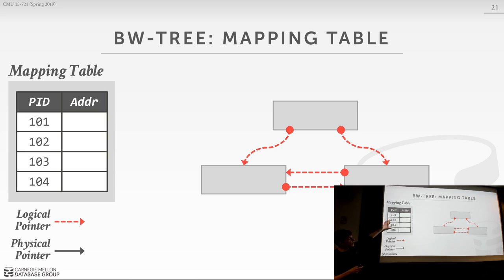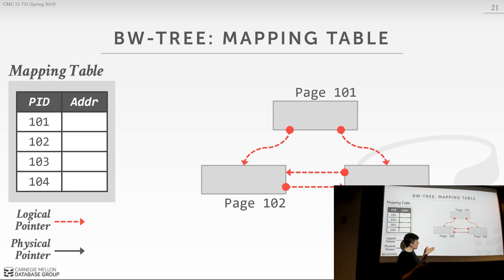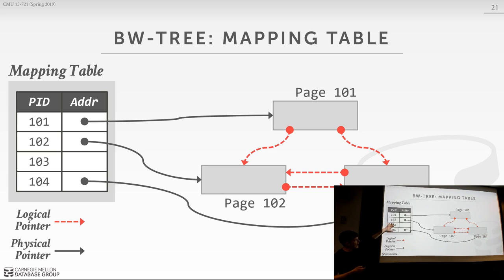Okay, so this is a really simple example of our BW tree. We have three nodes: one root and two leaf nodes. Every single node is assigned a logical node ID: page 101, 102, 103. That should be 103. No, it is 104, sorry. Then in our mapping table, we have a map from the logical page ID to the physical location in memory where that page exists. The way I'm demarcating this is that the dark line is a physical pointer, and the red dotted lines are logical pointers.